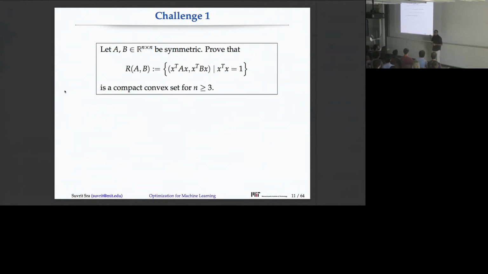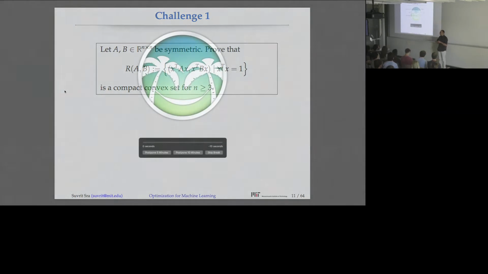Okay, challenge number 1. I claim that this set is convex. This is a very famous, maybe less well known, but yet famous in the correct circles, convex set. A and B are symmetric matrices. This is a two-dimensional subset of the plane. It's a non-trivial challenge to try to prove that this is convex. I'm not going to say too much more about this right now, but just to tell you that this looks harmless, but the convexity of this set is at the heart of at least several thousand papers.